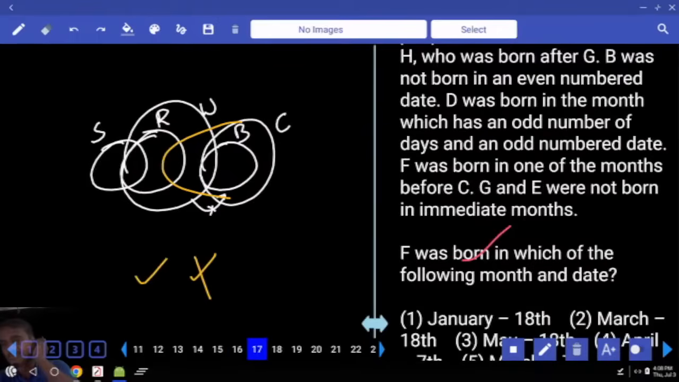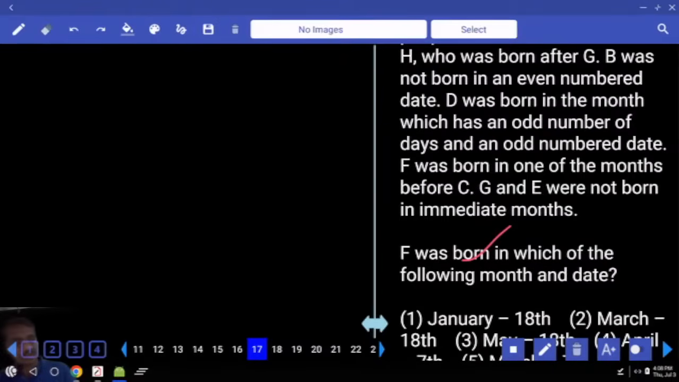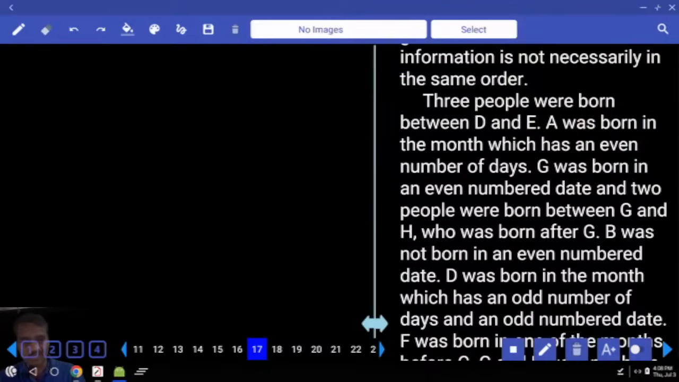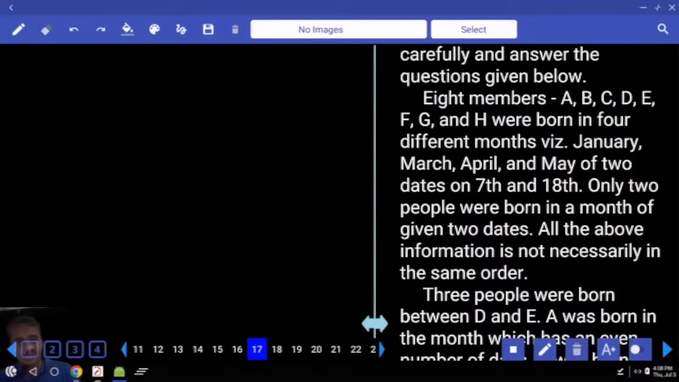17 to 21. First or second priority? Now first priority. What is given here? There are some 8 people, 4 different months, 2 different dates. 4 months, 2 dates. Always under the first priority. What are the months we have? Jan 7th and 18th. Now Jan 7, Jan 18. And next one, March, April and May. March 7, March 18. And next one, April 7, April 18.